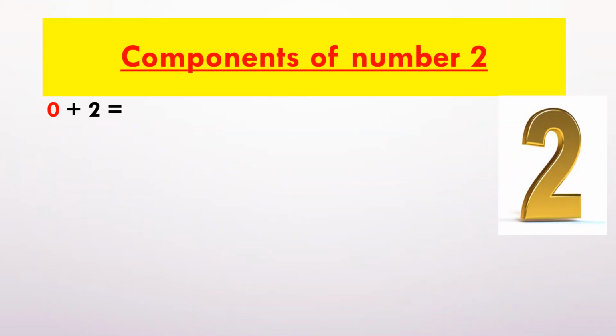Components of number 2. 0 plus 2 equals 2. If I switch the two numbers, 2 plus 0 equals 2. So 0 and 2 are components of number 2. 1 plus 1 equals 2. So 1 and 1, the components of number 2.